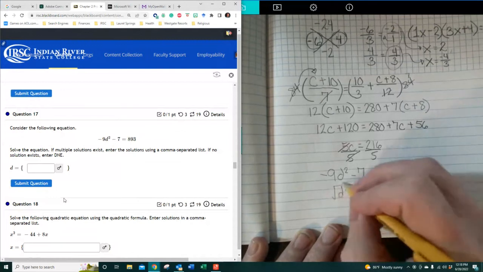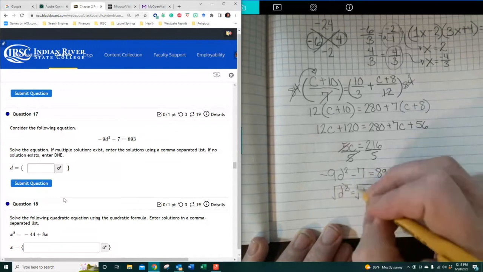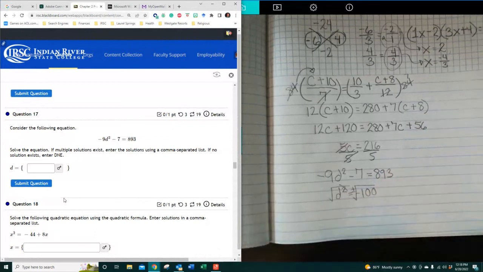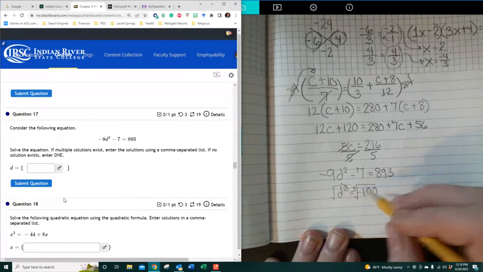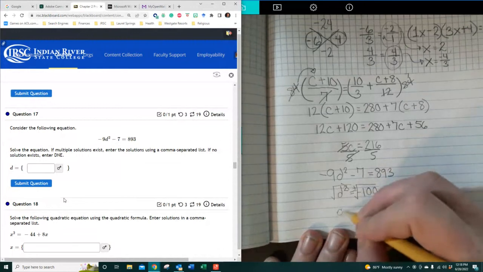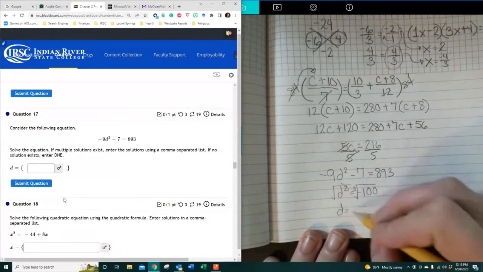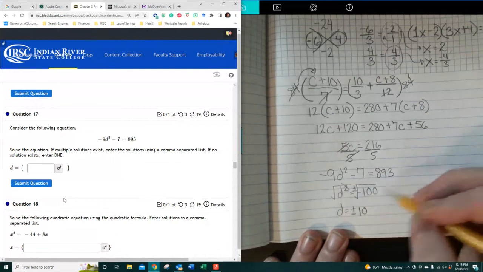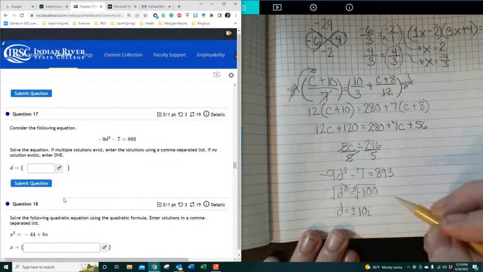Now we need to take the square root of both sides. All right, we're going to put plus or minus here. Now, when we do that, we're taking the square root of a negative value. So we need i involved. So this is going to be plus or minus, and then it's going to be 10 because the square root of 100 is 10, i.